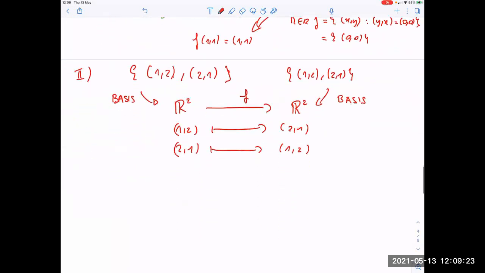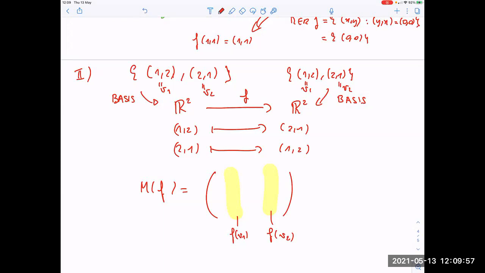So what is the associated matrix to F with respect to this choice of bases? Can you tell me what are the columns of this matrix? Let's call this V1 and this is V2. The first column comes from F of V1 and the second column comes from F of V2. So what is F of V1?